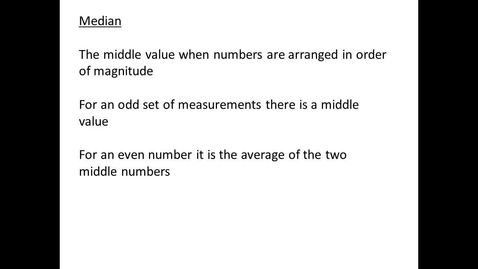The median represents the middle value if we arrange all the numbers in order of magnitude. If we have an odd set of numbers, there will always be a middle number. If we have an even set of numbers, then there will be 2 middle numbers. So we take the average of these 2 numbers.